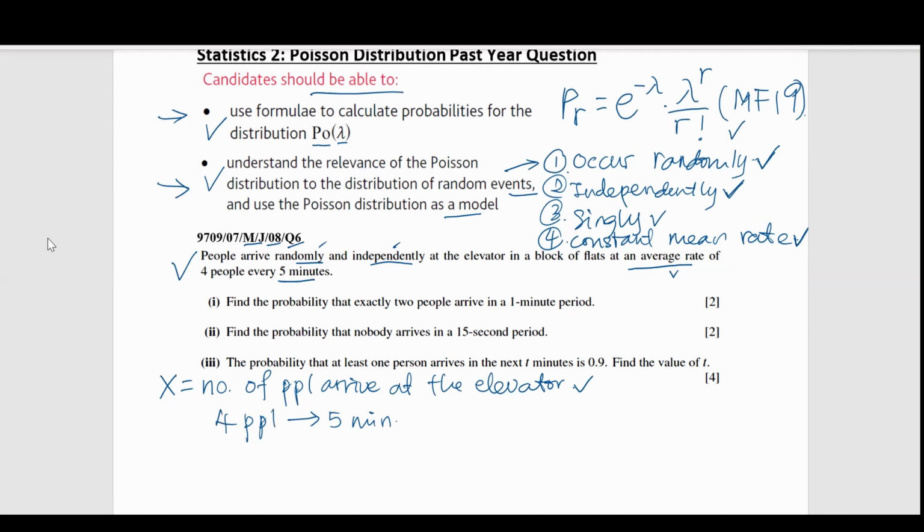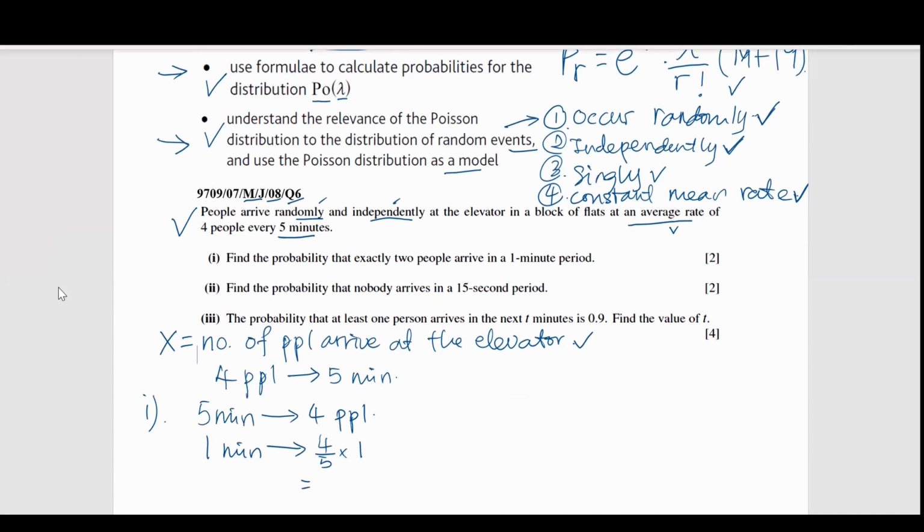The exam question would always like to change the interval. In the information given, we have 5 minutes, and the constant mean rate is 4 people. But now the interval given is 1 minute. So we must change the mean rate according to the interval given. Proportionally, 4 divided by 5 and then multiplied by 1. This gives the constant mean rate of 0.8 for a 1-minute interval. So the Poisson distribution we are using has parameter 0.8.